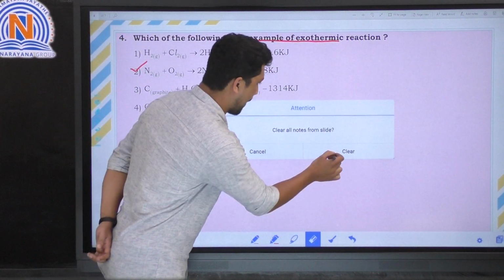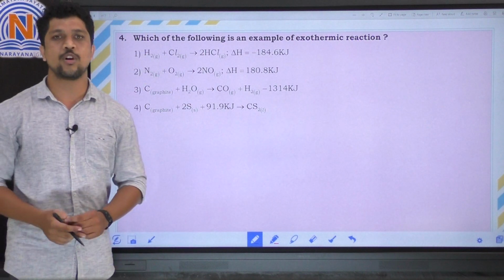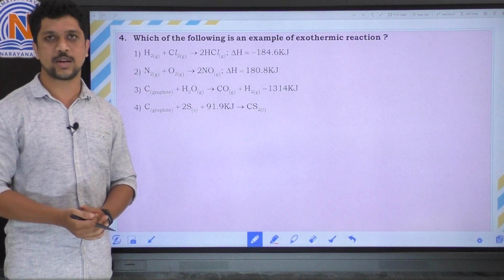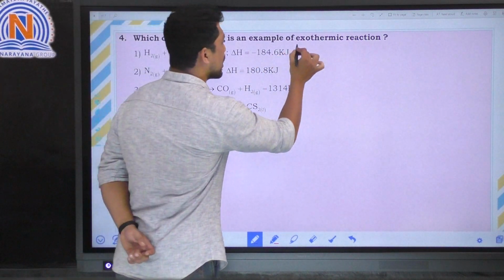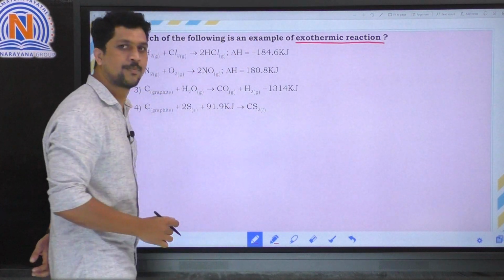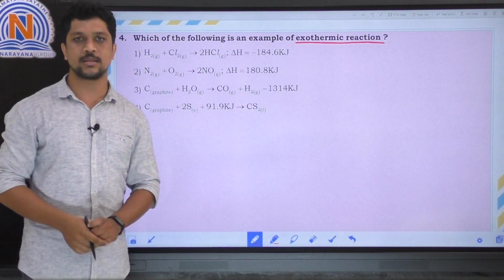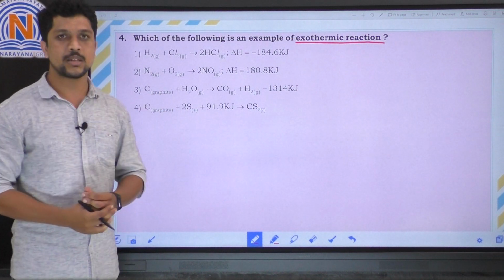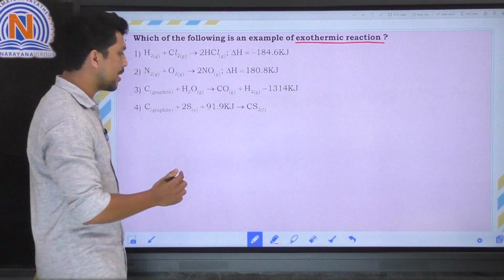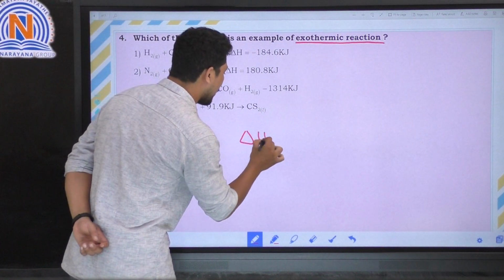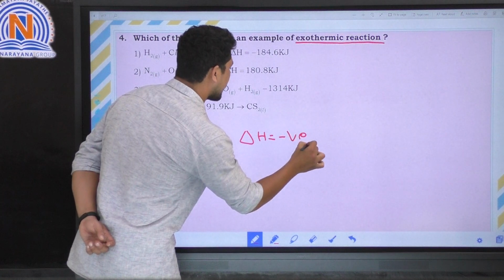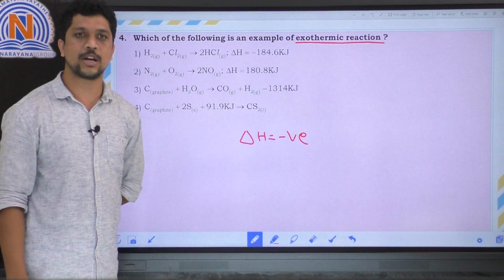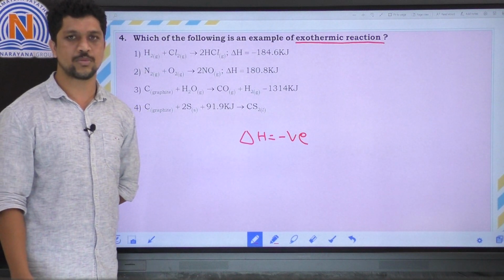Here the question: which of the following is an example of exothermic reaction? So what is the exothermic reaction? In a chemical reaction, when we can observe the evolution of heat energy, that is called exothermic reaction. So they have given 4 options, right? We know that for exothermic reaction, delta H is negative, right? For endothermic reaction, delta H is positive, right?